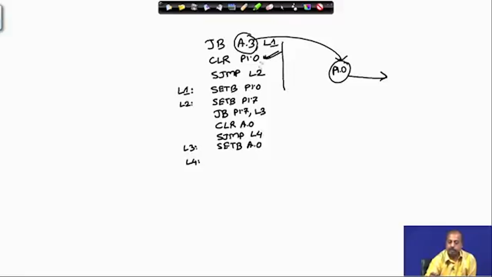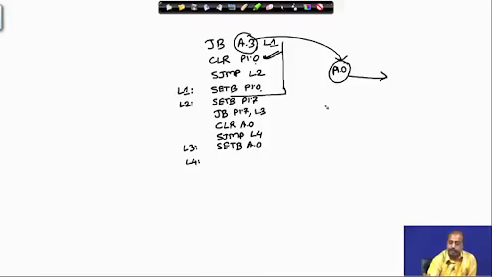So, the accumulator bit is checked. If it is 1, then it comes to L1, and it is setting this LSB of port 1. If it is not set, then it is clearing that port bit, and it is jumping, so it is skipping over this portion. Up to this much is done.